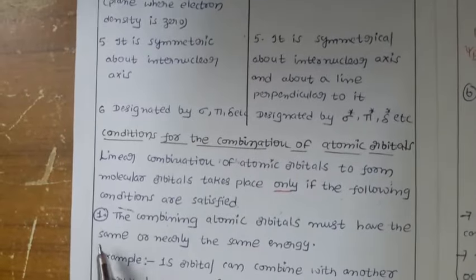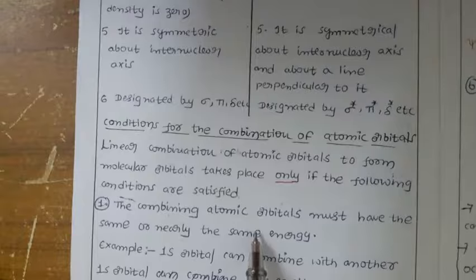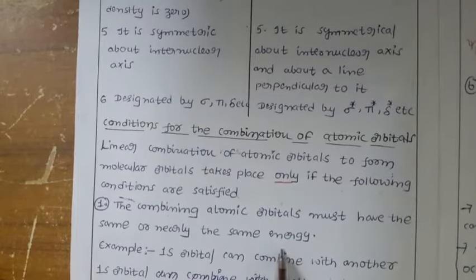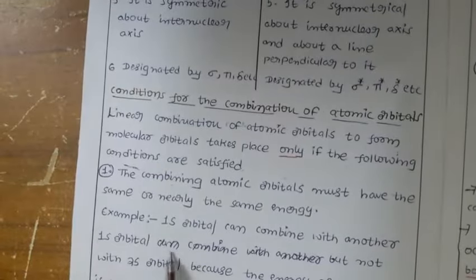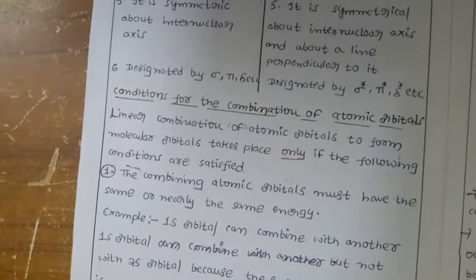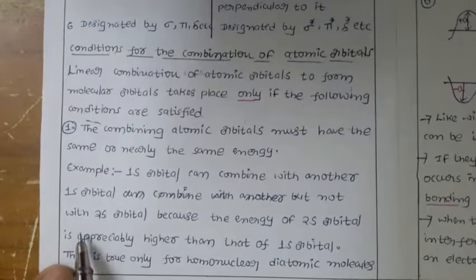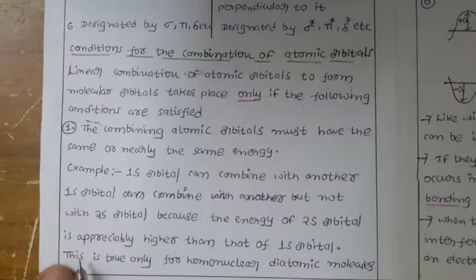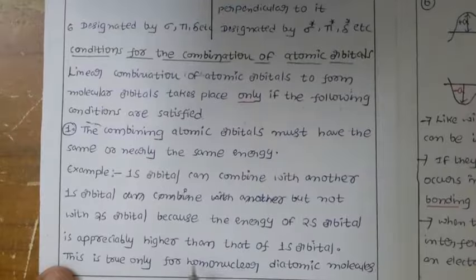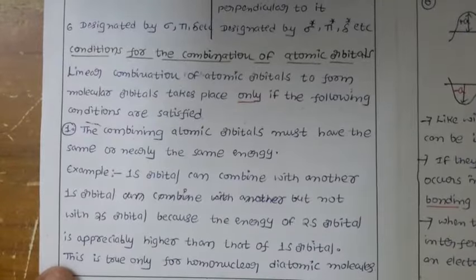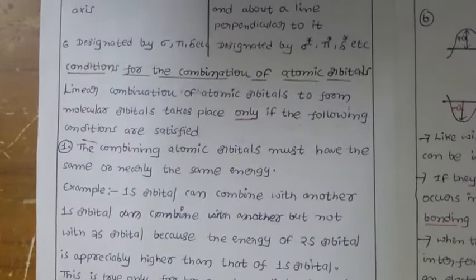Let us see. First, the combining atomic orbitals must have the same or nearly the same energy. For example, a 1s orbital can combine with another 1s orbital but not with a 2s orbital, because the energy of the 2s orbital is appreciably higher than that of the 1s orbital. This is true only for homonuclear diatomic molecules.